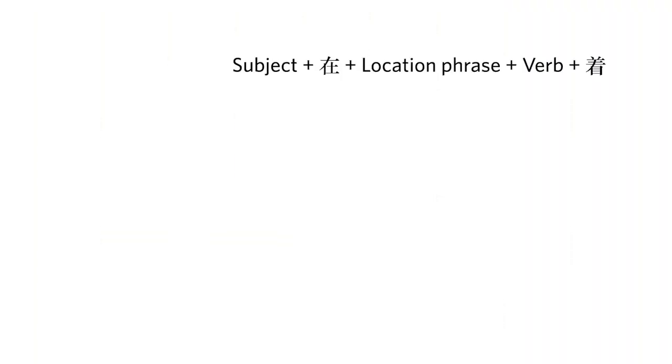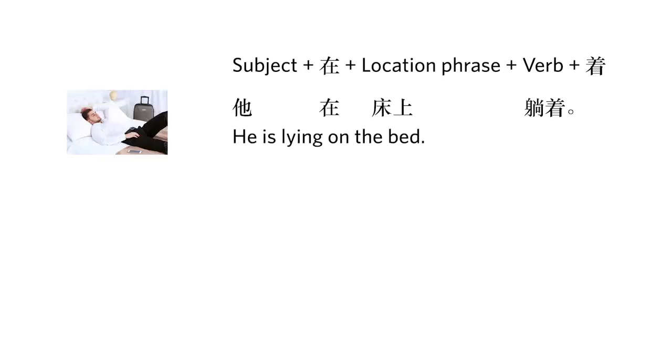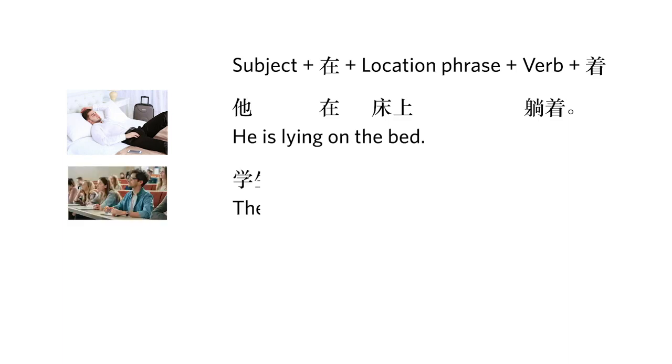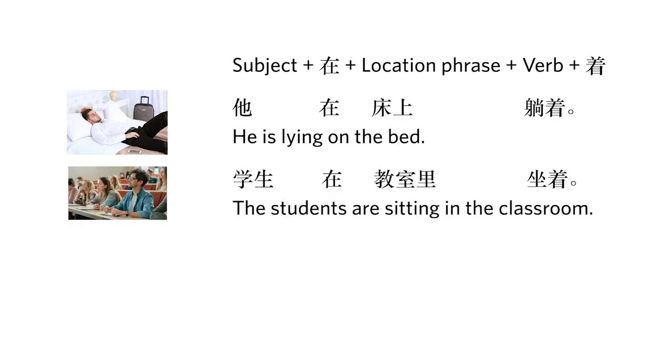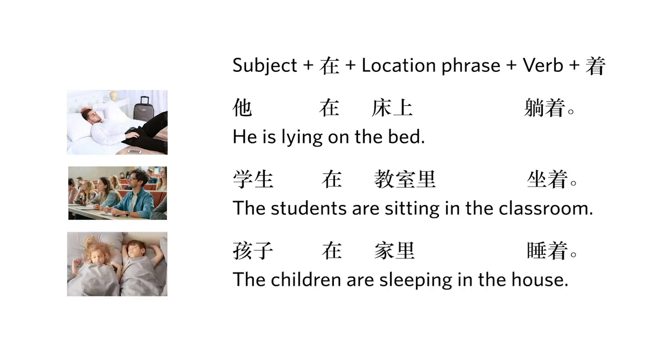Here is a pattern. Subject plus 在 plus location plus verb plus 着. Like 他在床上躺着 he is lying on the bed. 学生在教室里坐着 the students are sitting in the classroom. 孩子在家里睡着 the children are sleeping in the house.